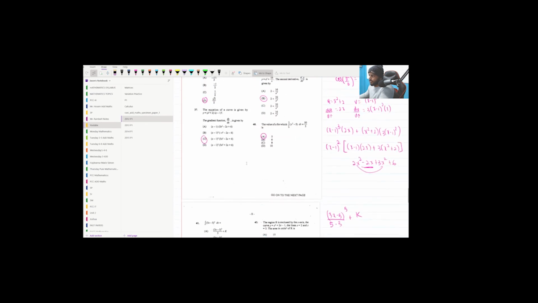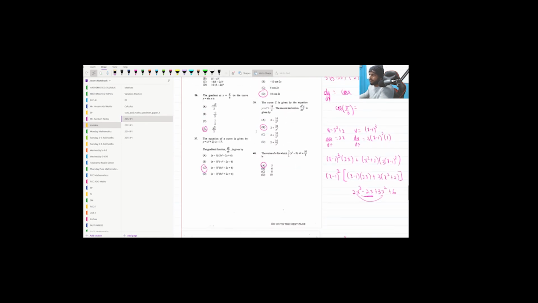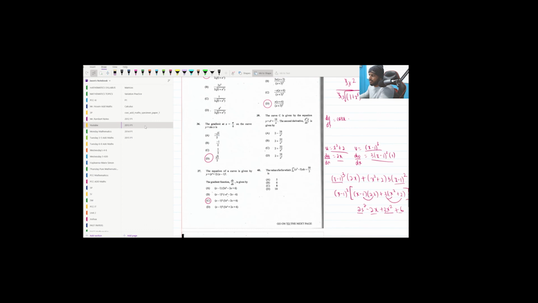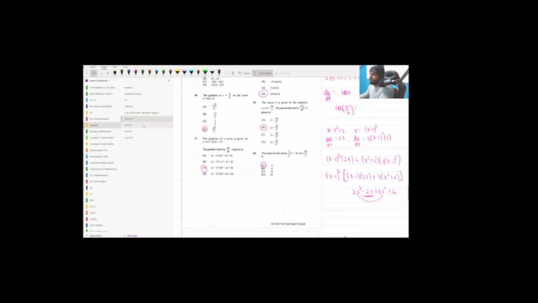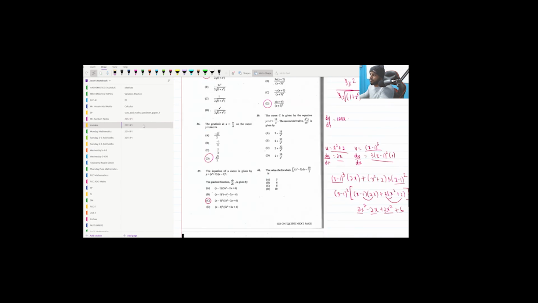It was 2011. Right, d2y/dx squared of x squared plus 16 on x, and I want the second derivative. Yep, answer is B. So 2 plus 32 over x cubed. B.